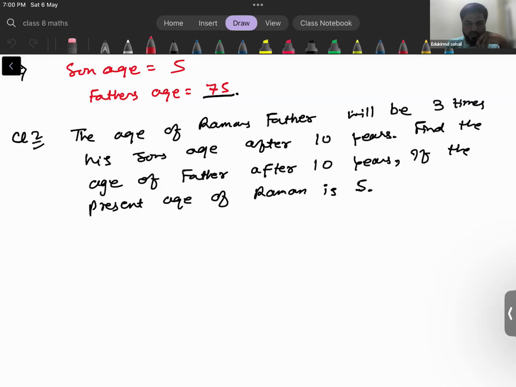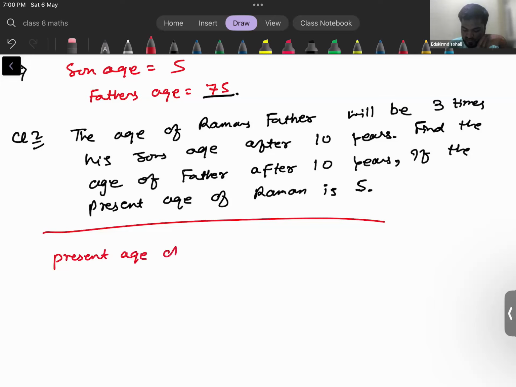Yeah, if I read the question, read it aloud. The age of Raman's father will be 3 times his son's age after 10 years. Find the age of father after 10 years if the present age of Raman is S. So what do you get from the question? The question basically means to say that after 10 years, the age of father is going to be 3 times the present age of his son. So the present age of son is S, right?